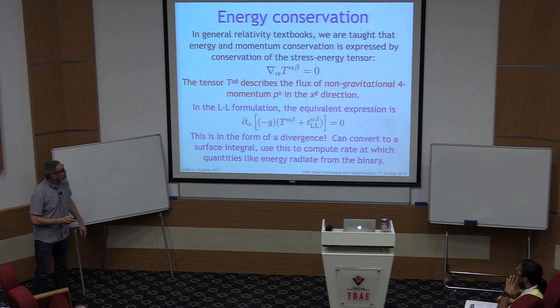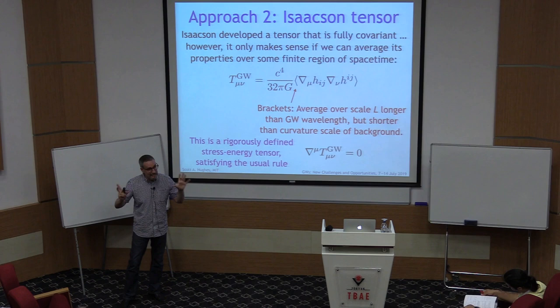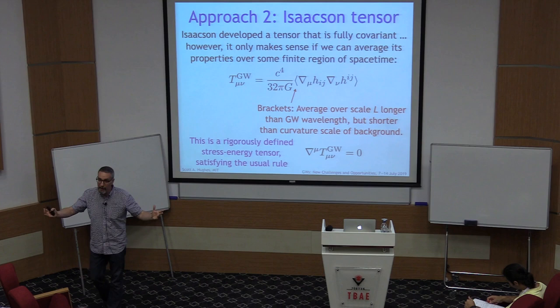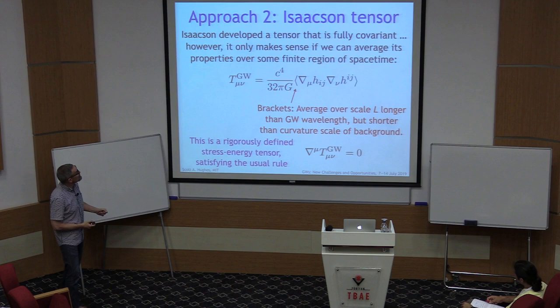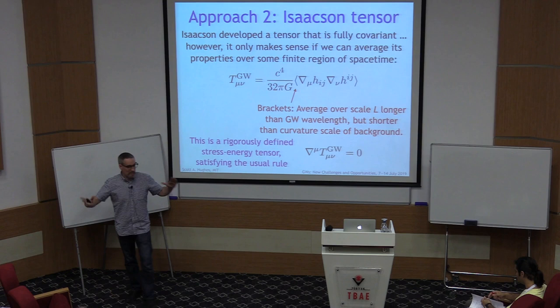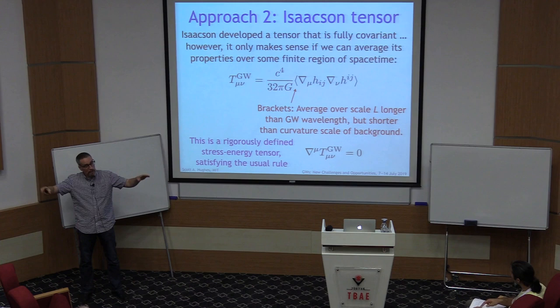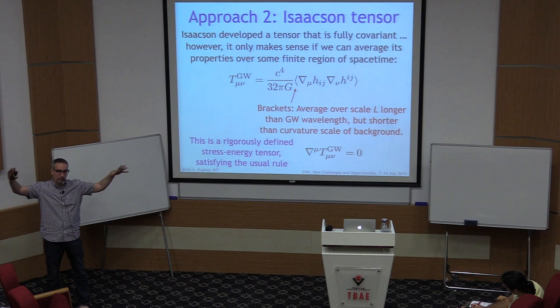Let's move on to the other approach. And this was developed by Richard Isaacson in the late 1960s. So the idea here is you can make a tensor that describes the energy content of gravitational radiation, something that is fully covariant, has all the nice properties that a tensor has in general relativity. But it's not a quantity that is defined at a local point, really. You have to take this quantity that you construct here and average it over an intermediate length scale, where by intermediate, I mean I average this over a scale that is somewhere between the wavelength of the radiation and the scale associated with the gravitational fields of all of your backgrounds.